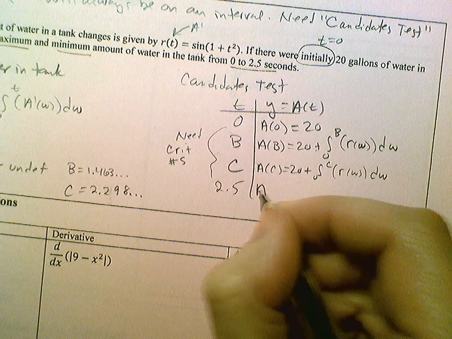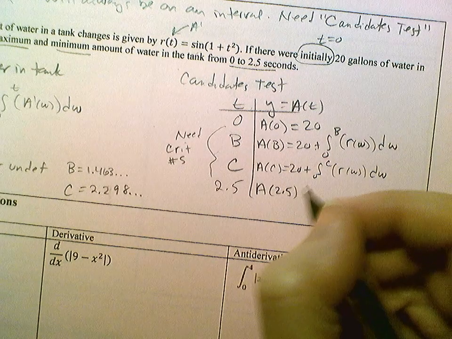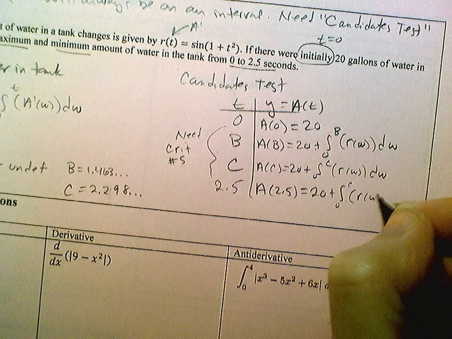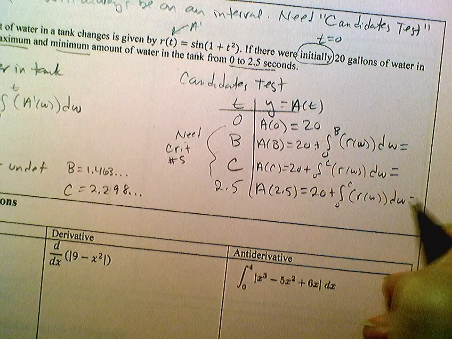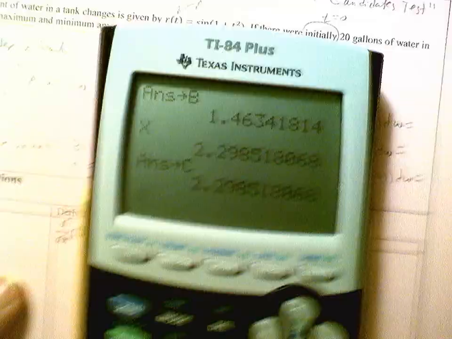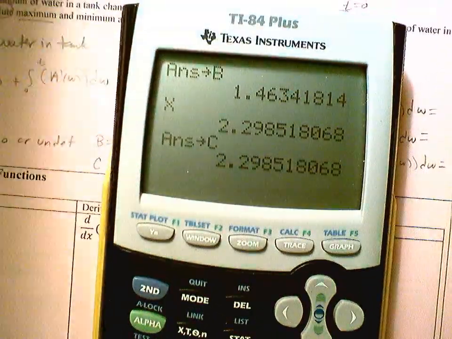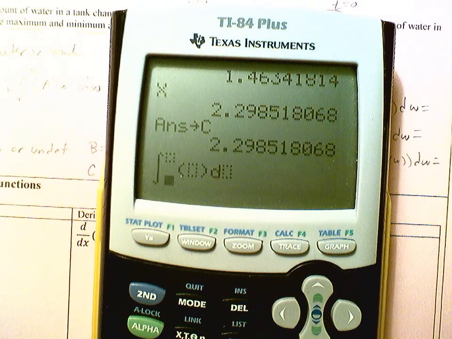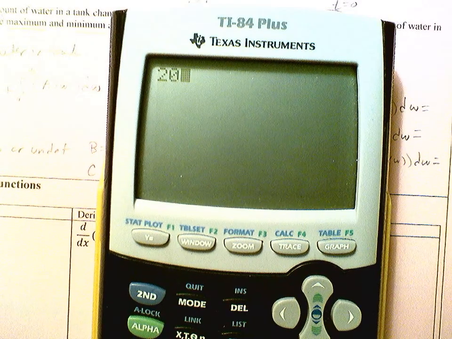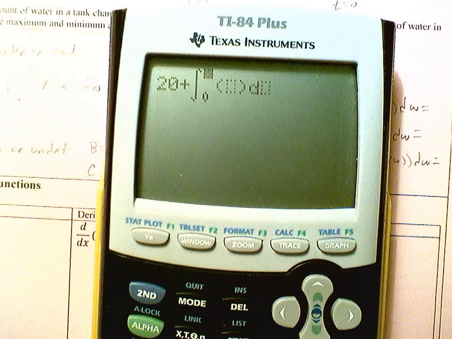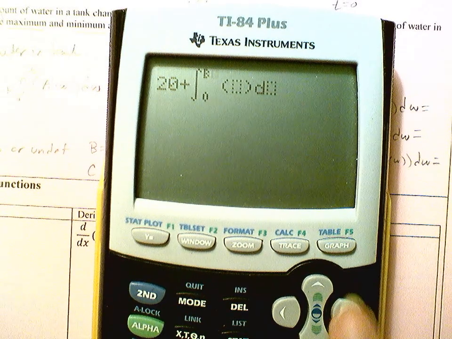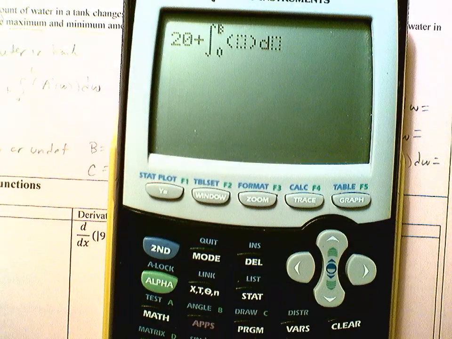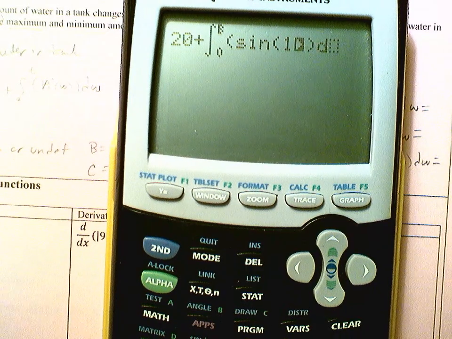And then A of 2.5 equals 20 plus the integral from 0 to 2.5, R of W dW. Okay, so now I'm going to find them. So I go math 9. Let me do 20 first. So 20 plus math 9, 0 to B, and then sine of 1 plus W squared. So sine of 1 plus X squared.